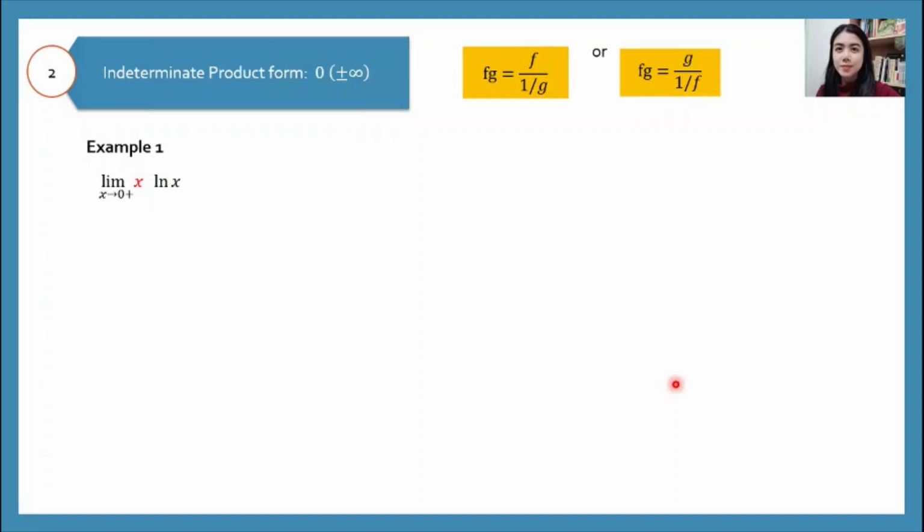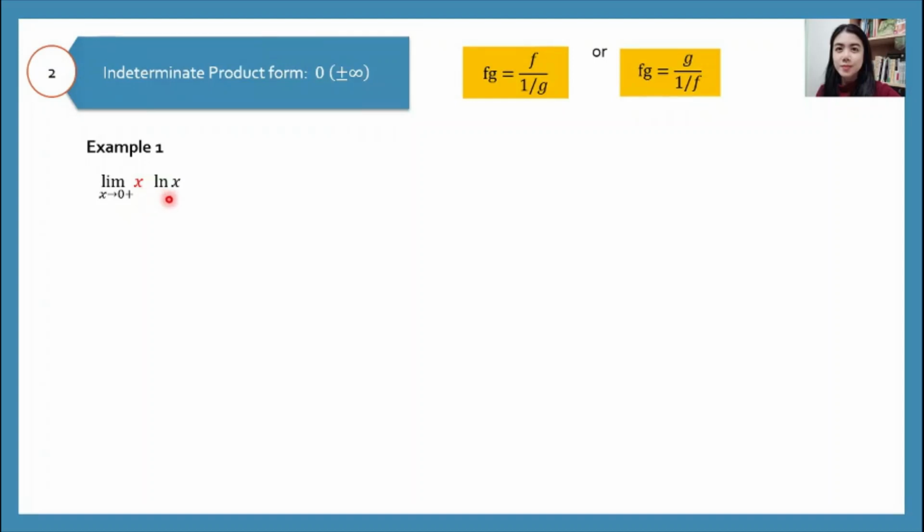Now we go for the second type of indeterminate form, that is you have 0 multiplied with infinity. That one is under the product form. So when you see the product form, the first step you have to do is either you're going to use this one or you're going to use this one. So let's look at the first example. So you have the limit x approaches 0 from the right, and you have x multiplied with ln x.